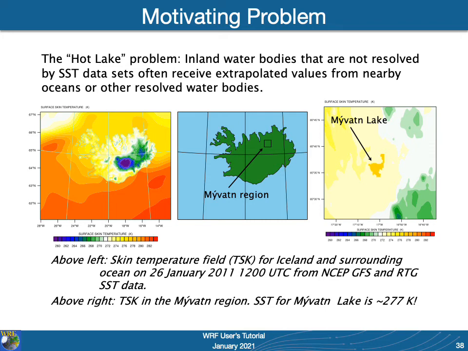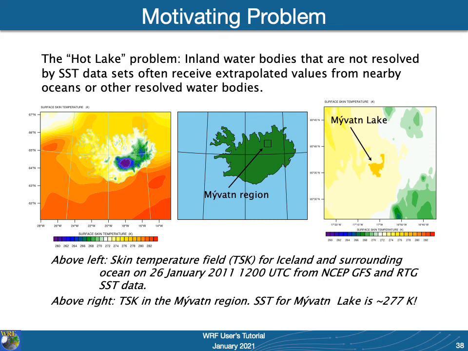The idea is that as you run at higher resolution, you'll start to resolve small lakes that are not resolved by the dataset that's providing your initial conditions. And this means, for example, that the metgrid program has to horizontally extrapolate to those lakes to get values for sea surface temperature. And oftentimes that horizontal extrapolation takes values from nearby water points that might in fact be resolved ocean points. And this leads to values for small inland lakes, for example, in the sea surface temperature and skin temperature field that are unrealistically warm.